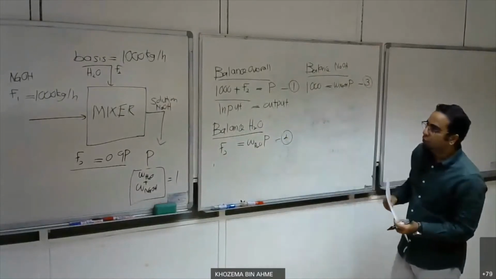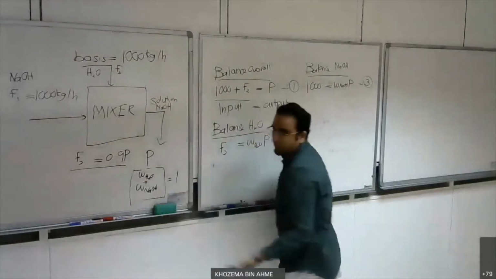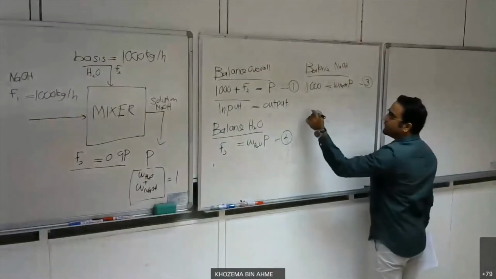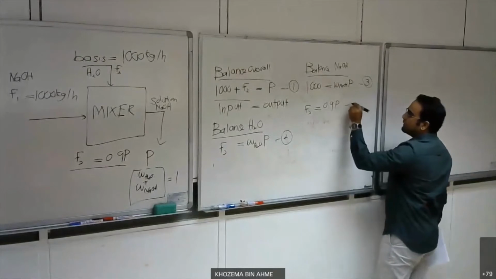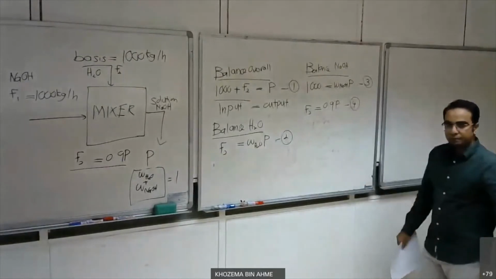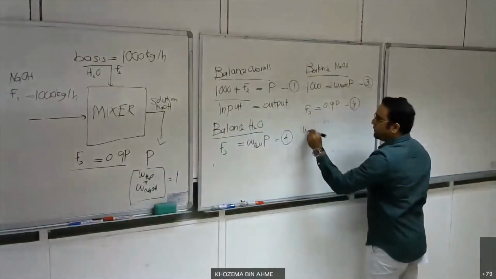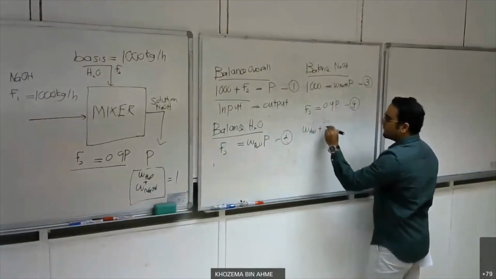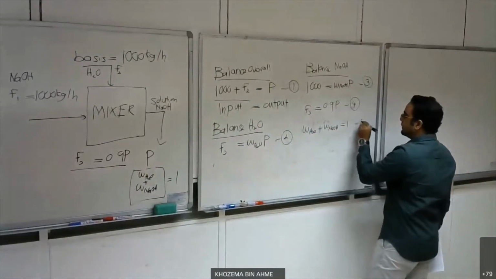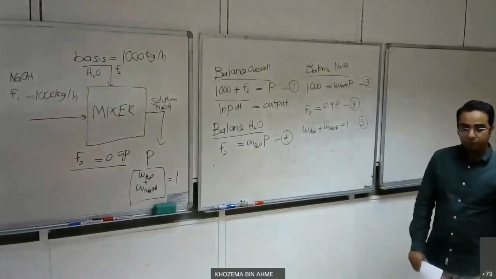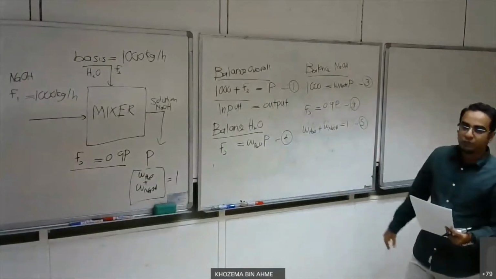But we also have some other equations that we write because of our explicit relations. So I can say that the other equation is F2 is equal to 0.9 P. This is my fourth equation. And I can also write my fifth equation here: W H2O plus W NaOH is equal to 1. So this is my fifth equation. Now I have all the possible equations I can write.